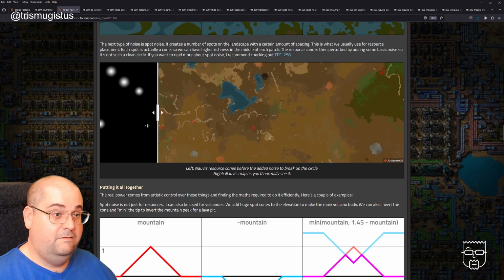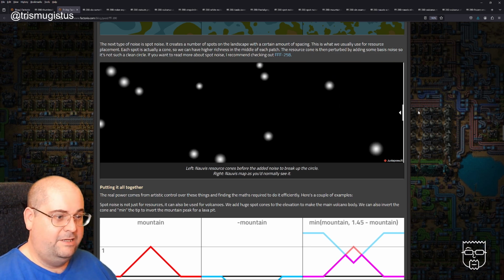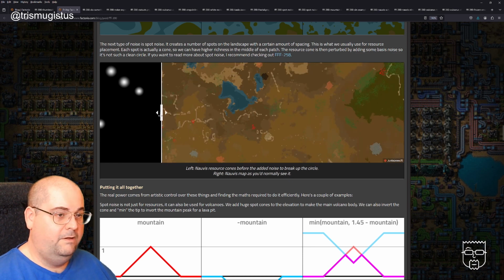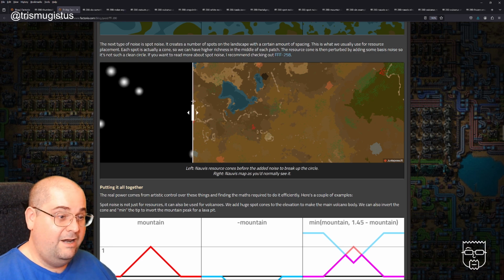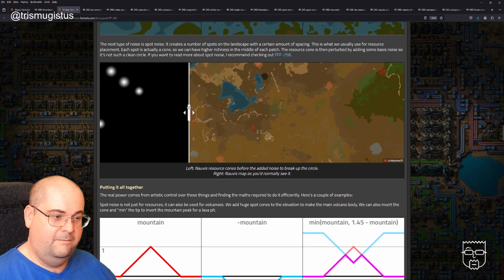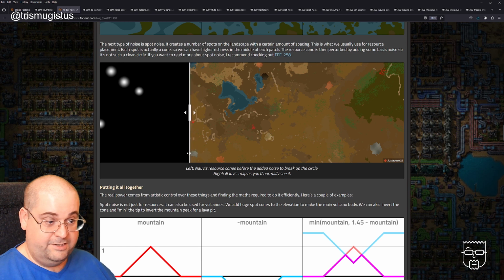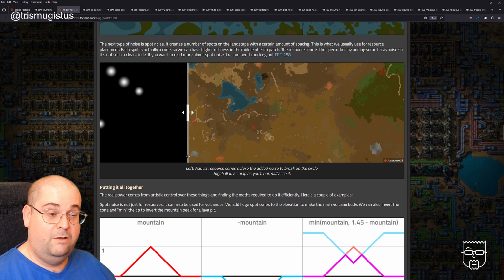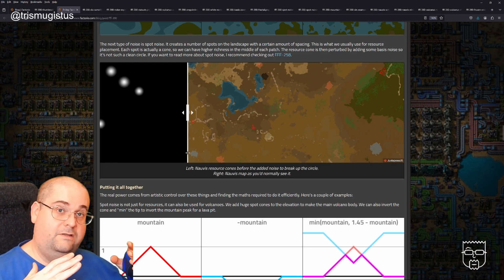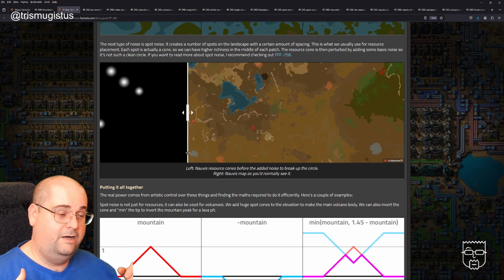So this is what we're showing here. We've got these lovely slidey diagrams again. Left, which is this one, Nauvis resource cones before the added noise to break up the circle. Right, Nauvis map as you'd normally see it. This iron is actually a really good example. If you can see at the bottom, where I've roughly got my cursor, as you move it back and forth, you can see that the spot noise has generated a blob, and it's a cone, and that's why we get higher resource values at the center and lower resource values at the edge.